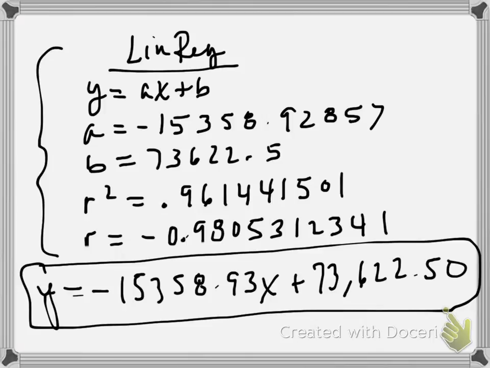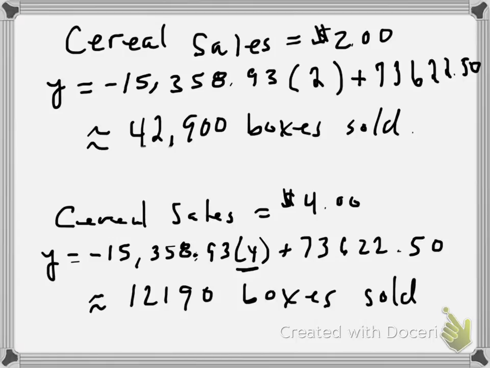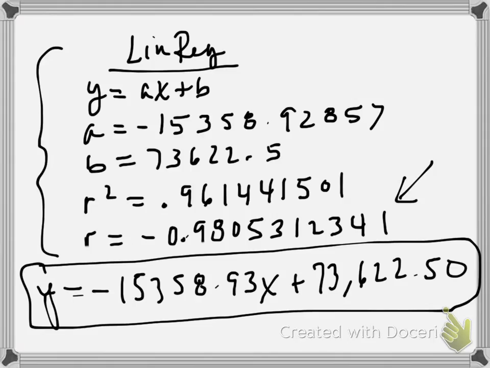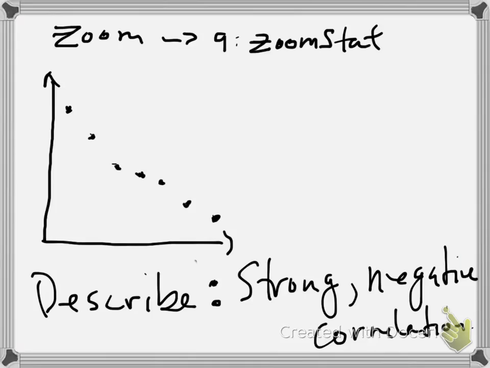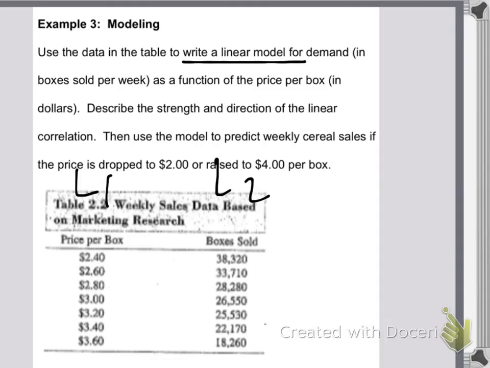How accurate are those predictions going to be? Well, we can be fairly confident that it's going to be accurate because our correlation coefficient is negative 0.98. So it's very close to negative 1, which is good. So in this next step here, when we're calculating the boxes sold as we adjust the price per box, we can be fairly confident in our answer. So I'm jumping around here, sorry about that, but let's answer this final question.